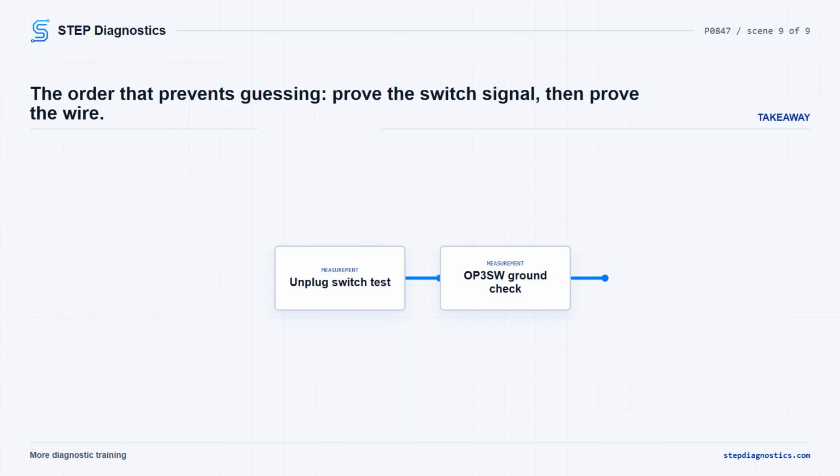The takeaway is simple: prove whether the switch signal changes correctly, then check the OP3SW wire for a short to ground before condemning the control side.